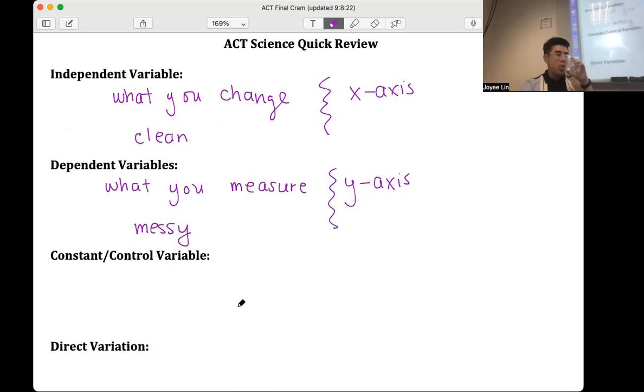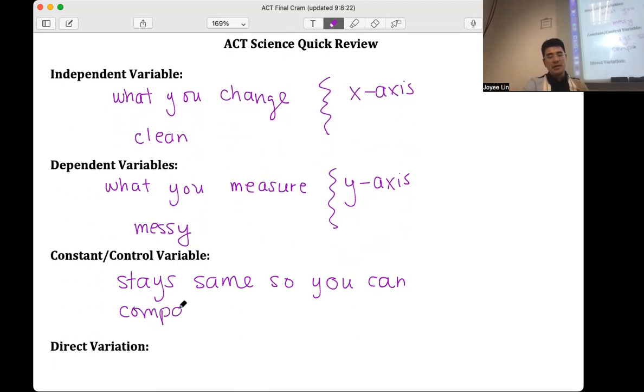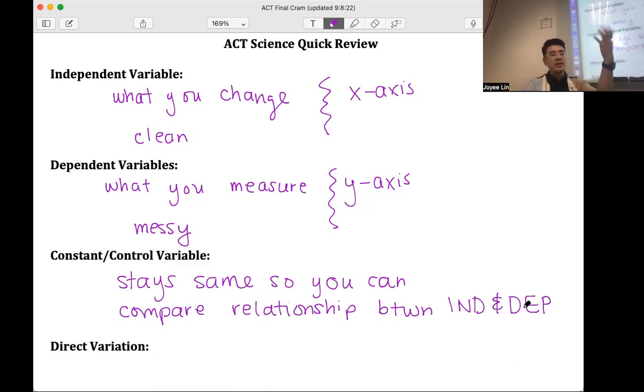What's the constant or control? What stays the same. It stays the same so you can compare the relationship between independent and dependent, right? Usually they'll say something like that, right? You held the temperature constant so you could determine the impact of time on velocity.